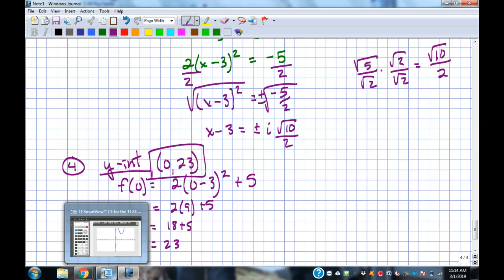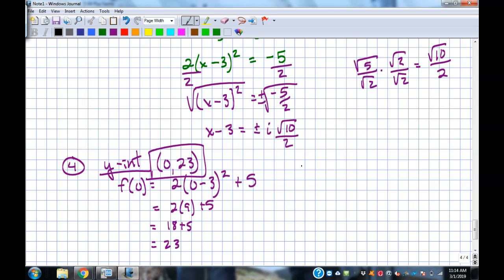Okay. Now, the last thing was the table. X, Y. In the center of the table, I'm going to put my vertex, 3, 5. And then I'm just going to pick some x values to the left and the right of that. So I'd pick 2 and 1, and then 4 and 5. And I'm going to use my calculator to help me fill in the table. I'm just picking easy numbers that are next to that.